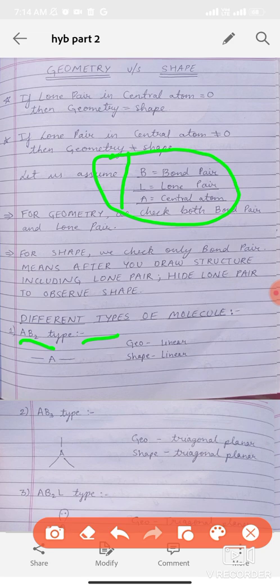Here there are two bond pairs, so we'll be arranging them as linear, and there are zero lone pairs, so the shape will be equal to the geometry, that is linear. Moving on to the next one. The next one is AB3 type.